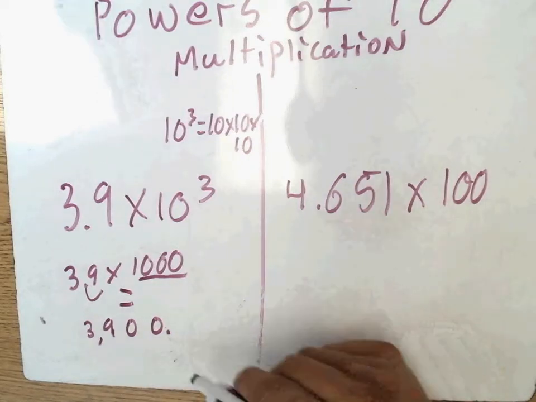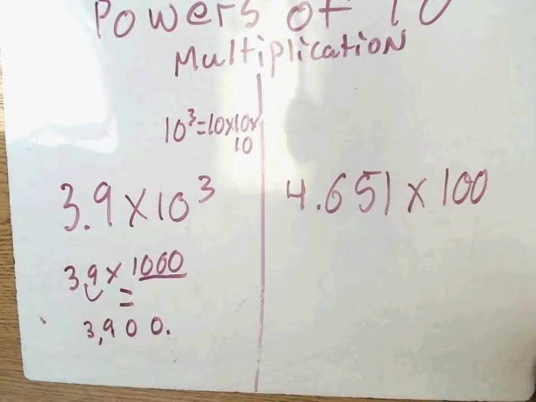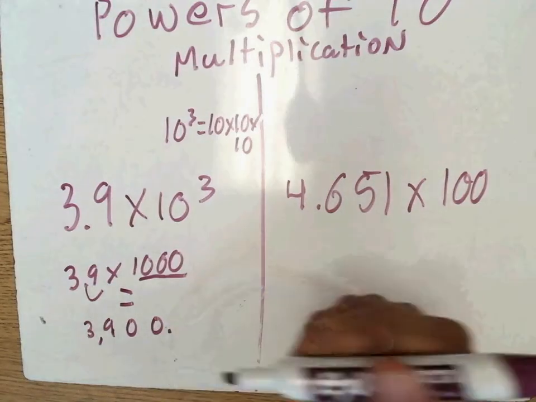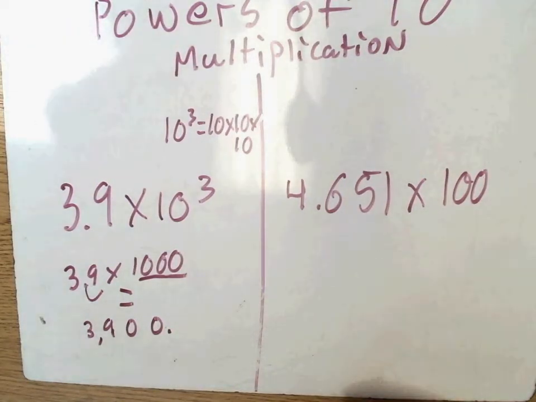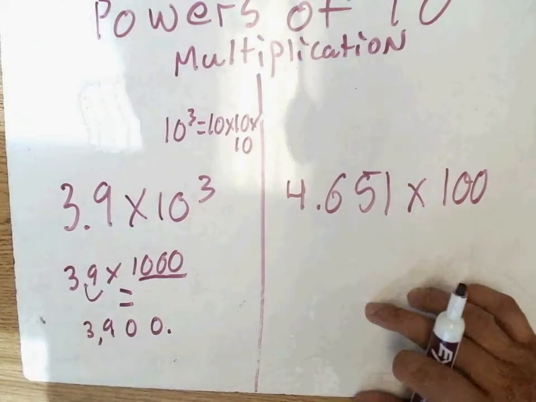3,900. Now the decimal point there at the end doesn't really matter. You can take it away if you want to, but it helps me because I know that that's where my decimal point is now. Okay? So let's take a look at a second problem.